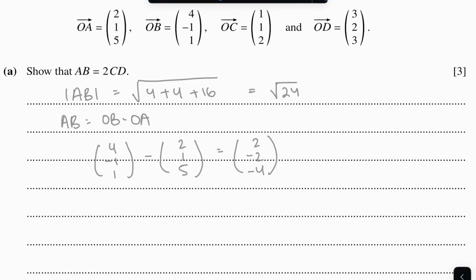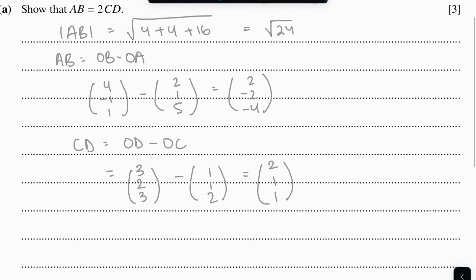Now for CD, we will do the same. First we will find what it is. CD is OD minus OC. So OD is 3, 2, 3, and OC is 1, 1, 2. And that should be 2, 1, 1. Okay, now we will find the length of CD. That should be root of 4 plus 1 plus 1, which is root 6.